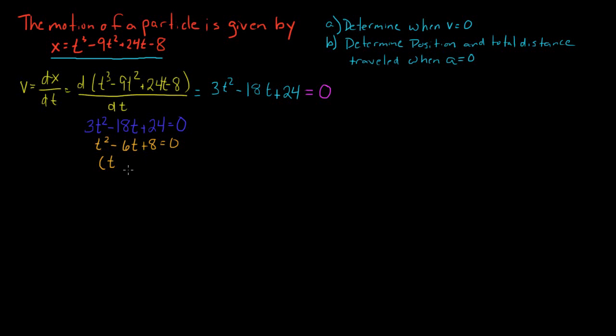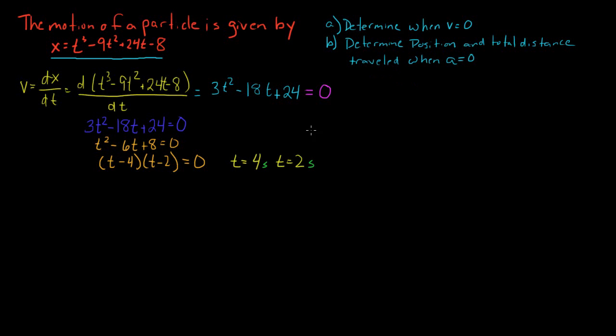(t minus 4)(t minus 2) is equal to 0. And we can set both of these equal to 0 and we get t is equal to 4 and t is equal to 2. And both these times are in seconds. So 4 seconds, 2 seconds.